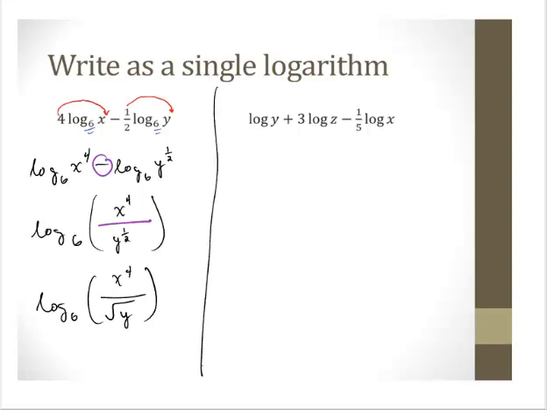Here's another example. Log of y plus 3 log of z minus 1/5 log x. Again, I'm going to use this power property. I have this 3 log z. I can write that as the log of z cubed. 1/5 log x, log of x to the 1/5. Log y plus log z cubed minus log of x to the 1/5. I'm sorry, that should be an x to the 1/5.